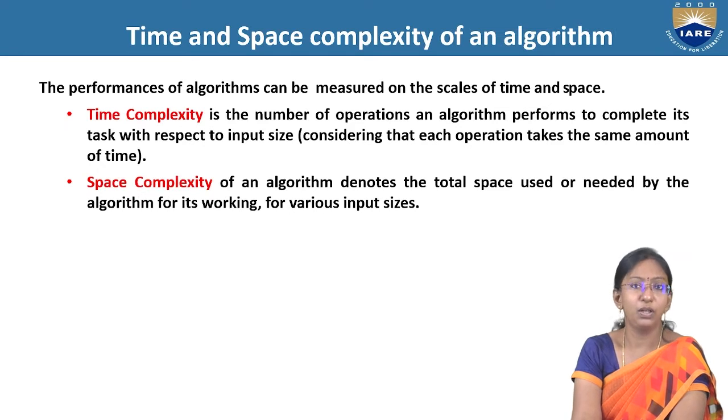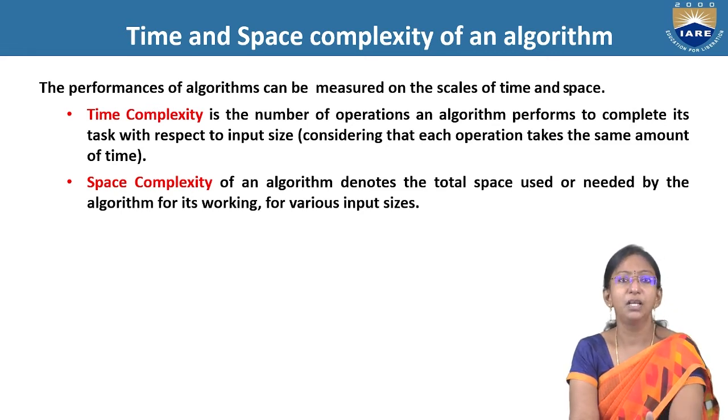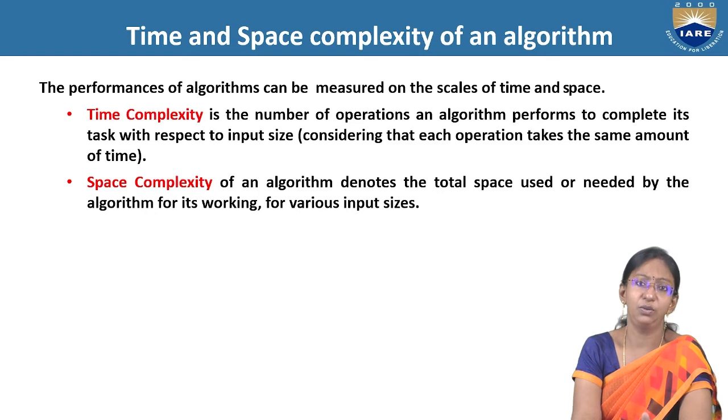Coming to the performance analysis of an algorithm, we use time complexity and space complexity. These are the 2 key features using which we evaluate the complexity of an algorithm. Then what are these 2? Time complexity tells us how much time this algorithm needs to evaluate and give us the correct output, right? And time complexity depends upon the input which we feed, right?